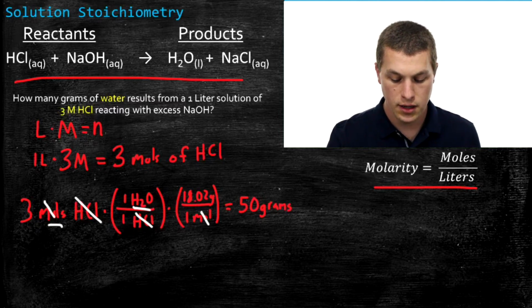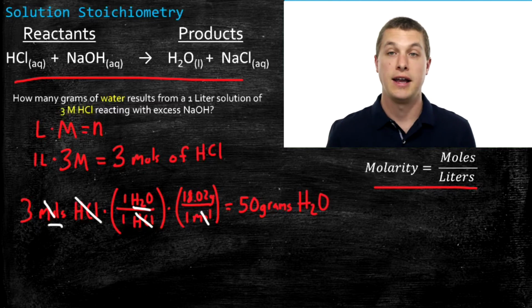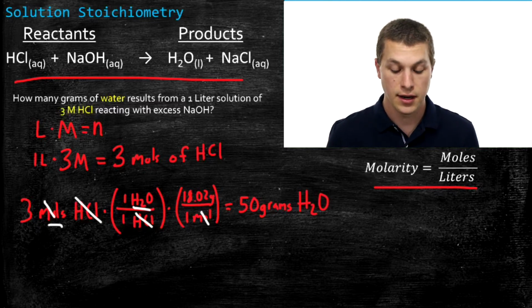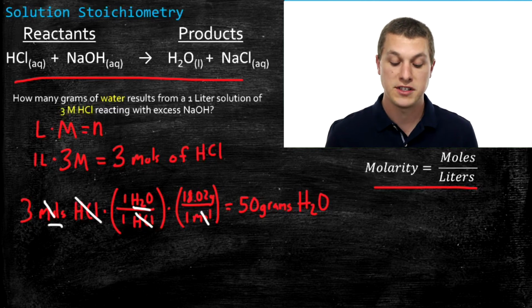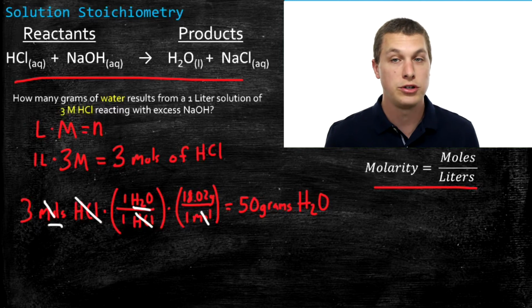We've put in 1 liter of 3 molar HCl into excess sodium hydroxide. And we wanted to know how much water we could form. It turns out we can form 50 grams of water. So we're just thinking about chemical recipes, but we're doing it in terms of stoichiometry. Let's take a look at one more problem.